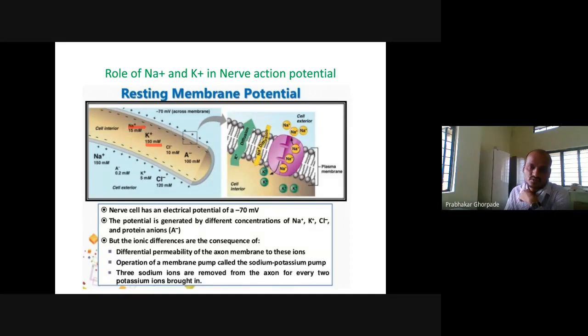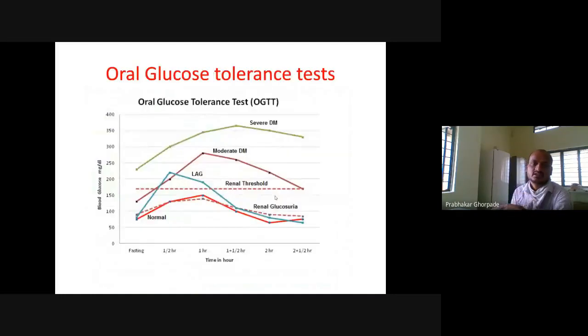Potassium diffusion can occur, sodium diffusion can occur, and there is also the sodium potassium pump, where potassium can be pumped in and sodium can be pumped out, against the concentration gradient. Most of the energy in our body's cells is used basically for this sodium potassium exchange. That is why we estimate sodium and potassium in our laboratory, in the practical.